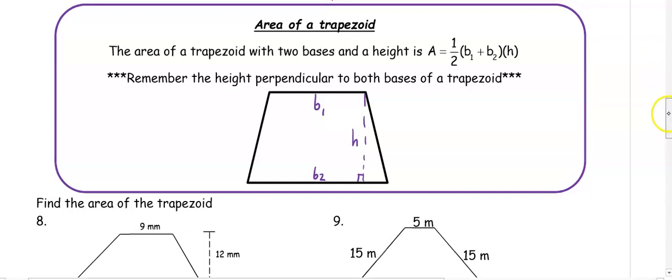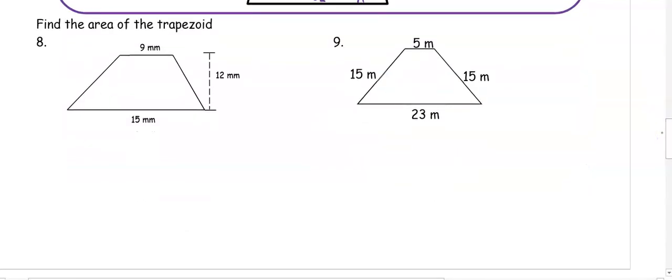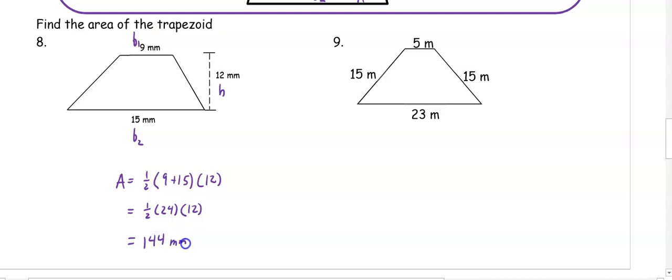So let's try a few problems. In number 8, find the area of the trapezoid. Our bases are going to be 9 and 15. 12 is going to be our height because it's going from one base to the other. So our area is equal to 1/2 times (9 plus 15) times 12. If you want, you can add the 9 and 15 together first and then multiply, so we get 144 millimeters squared.